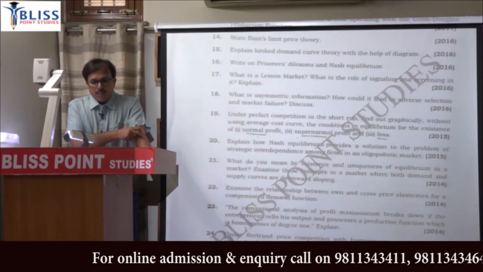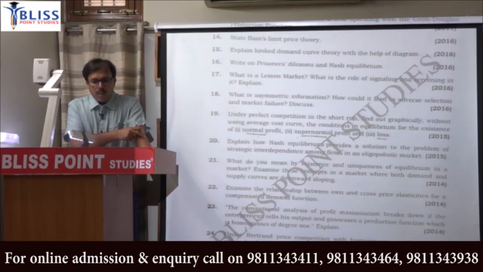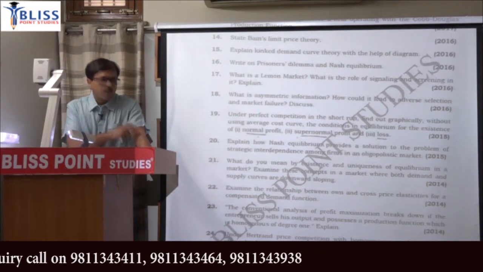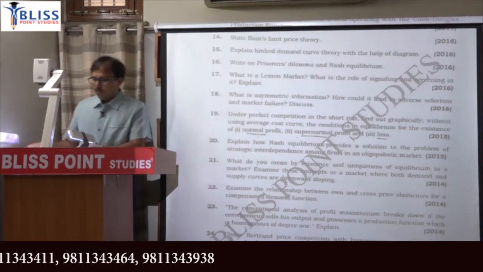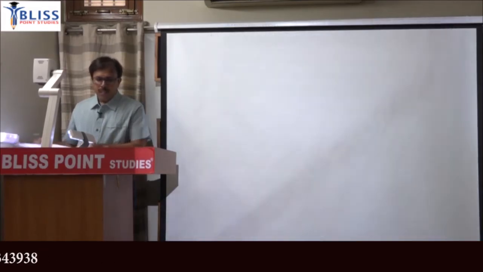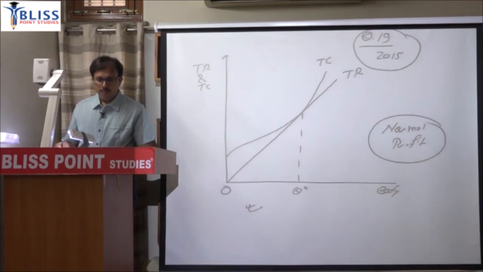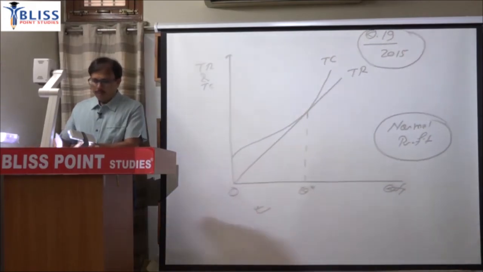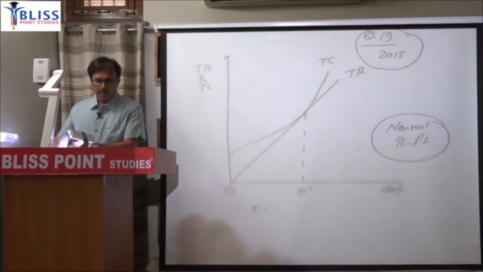Given that normal rate of profit is included in cost, cost always includes the normal rate of profit. Given that normal rate of profit is included in the cost of the firm, profit is above the normal rate of return.